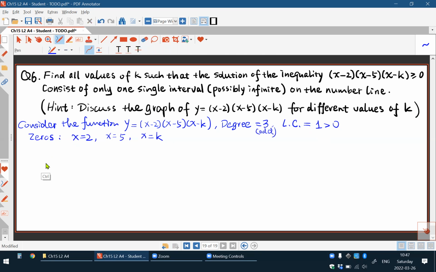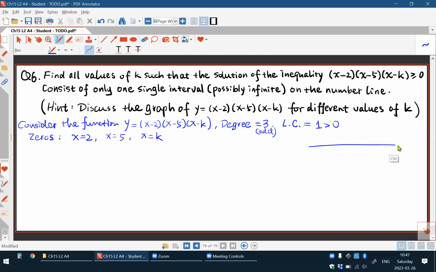So what's the next step? Next step, we try to sketch the graph, right? But because we don't know where k is, it's easier to find the relative position of 2 and 5, right? So k can be either here, or here, or here, or here, or here, right? So how many cases are there? 1, 2, 3, 4, 5. There are 5 different cases, right? So you need to discuss the different 5 cases.